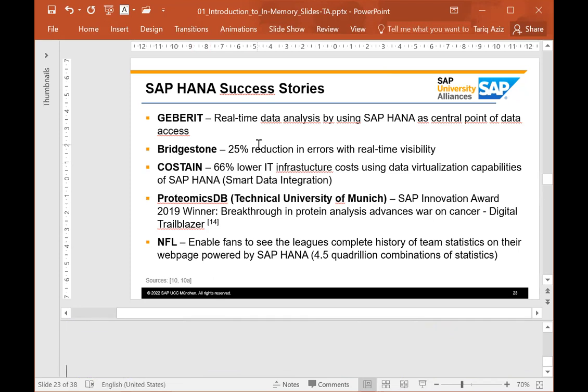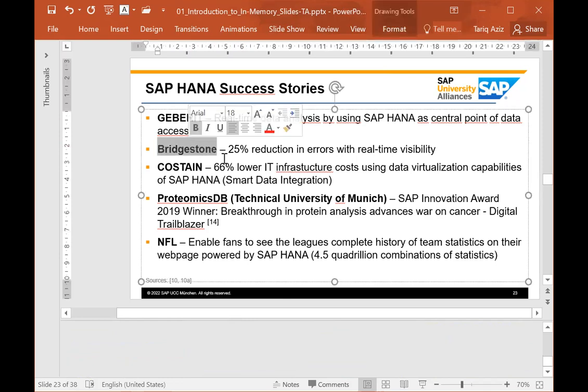Okay, that information. I think this company is maybe a 200-year-old company that they are working on that. Bridgestone has a success story, a 25% reduction in errors with real-time visibility. Imagine, a 25% reduction in errors. Costain has 66% lower IT infrastructure cost. So, it helped them a lot.